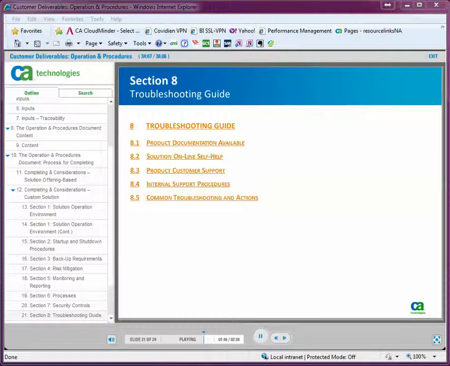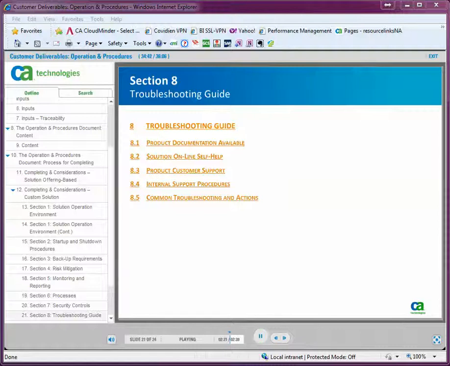Document the internal support procedures that are used. Describe the escalation methods, trouble ticket usage, automatic or manual, and the resolver groups that need to be notified. Common troubleshooting and basic troubleshooting actions, in Section 8.5, should be described here. For further information, you can reference the product documentation, or any online knowledge database that might be available or should be utilized.